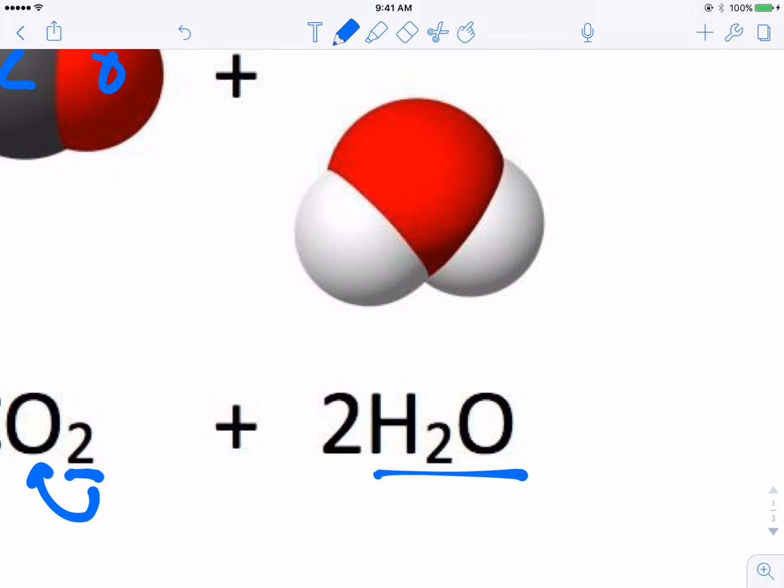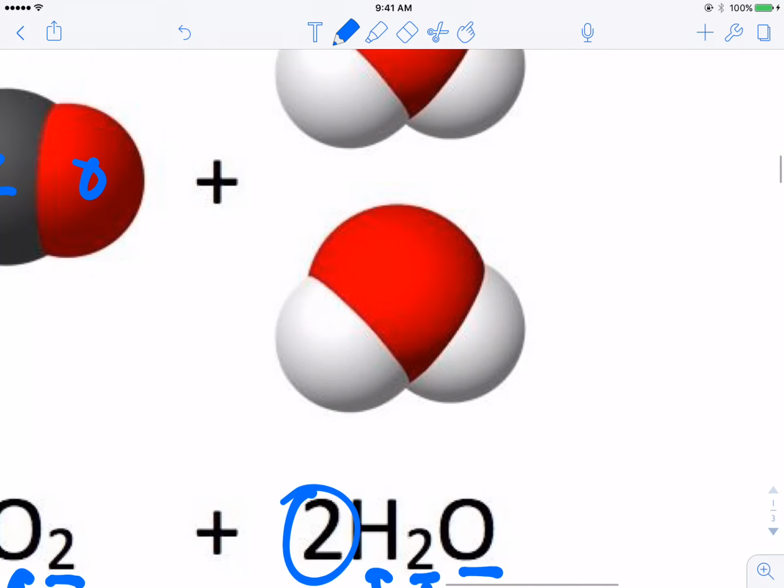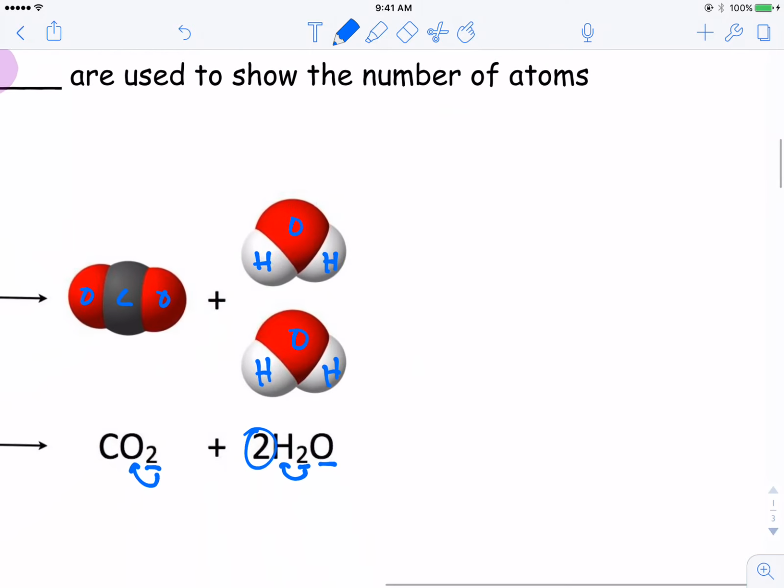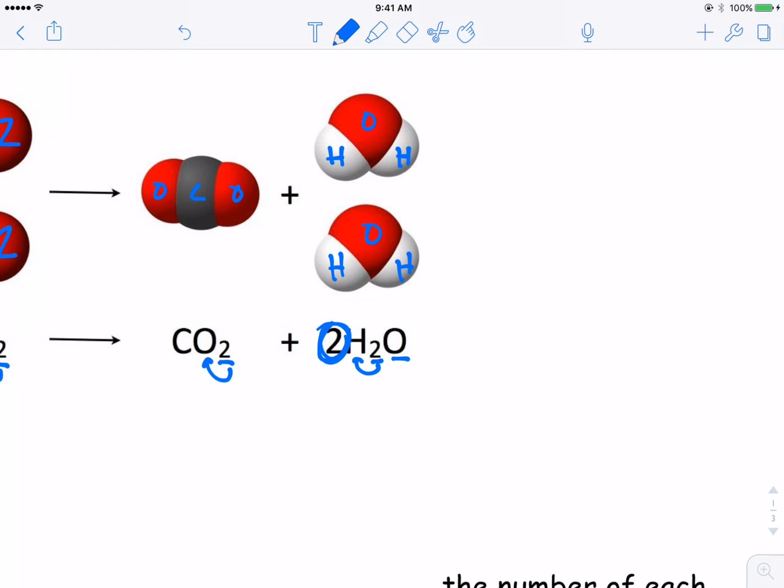And H2O, that's water. Water has 1 oxygen atom and 2 hydrogen atoms in it. And we have 2 of them. So here I have oxygen and hydrogen, hydrogen, H2O. There's 1 of my molecules. And here I have H2O. Again, 2 water molecules.